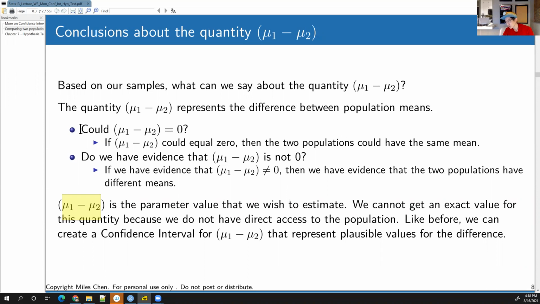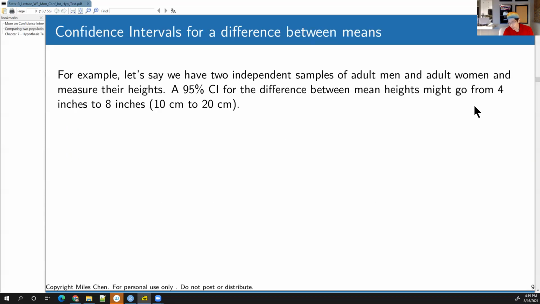So the question is, if the result of your study says that mu1 and mu2 could be equal, that the difference could be 0, that's all it says. We're just saying that it could equal 0. We're not saying it's definitely equal to 0. And if it could equal 0, then there could be no difference. If the difference could be 0, all we're saying is that it's plausible. It would not be a shock to us if it were 0.